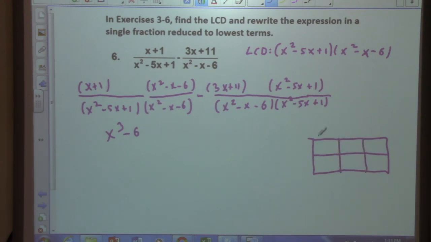Here we have x plus 1. We have x squared minus x minus 6. So we get x cubed here and minus x squared minus 6x. And here we have x squared, and these will cancel out here. And we have minus x, and then minus 6. So we get minus 7x, right? Yeah. And that's all over this stuff right here.